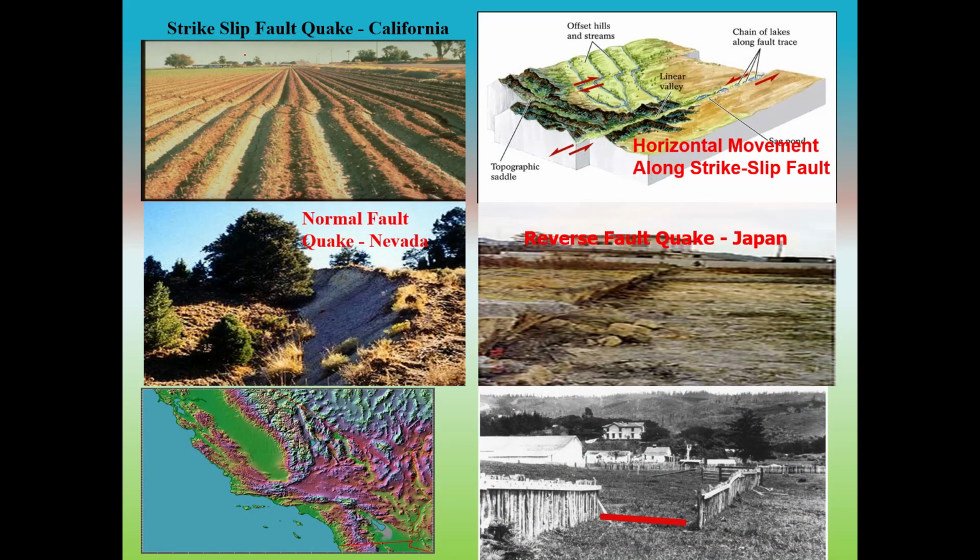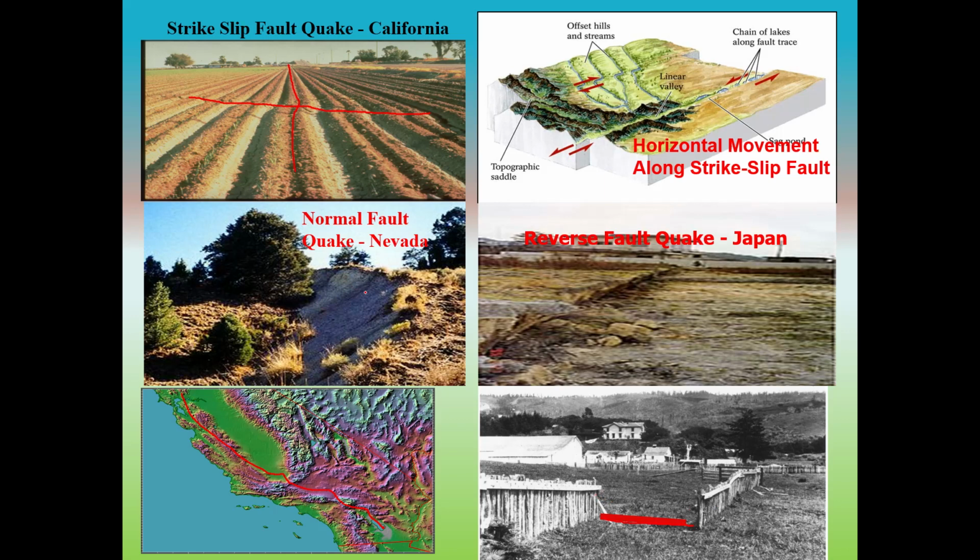For example, a strike slip fault quake in California. You can see the picture over here, how this particular straight line has deformed. This Californian region is the fault area. Here you can see the strike slip fault in California with this red mark I have shown you, and how much the distance has been slipped.